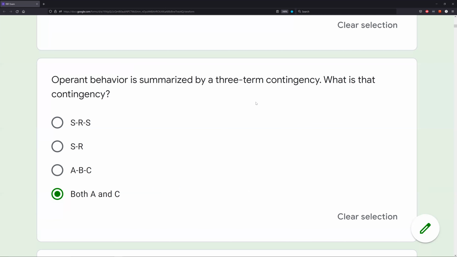So again, when we think about a three-term contingency, just think ABC or SRS. So what is that contingency? It's going to be both A and C.